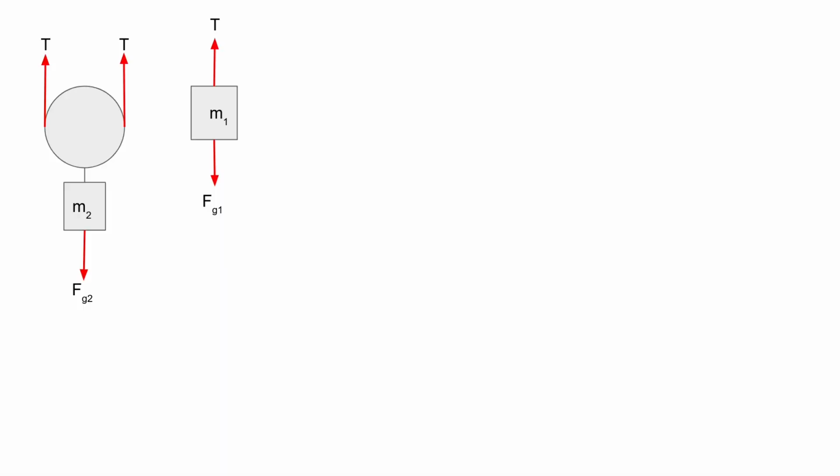So let's look at why that is. Here I have a free body diagram of the two masses, and as you can see, they both experience the same tension since they're connected by the same rope. And here are their equations for Newton's second law. You can see that mass times acceleration equals tension minus the force of gravity.